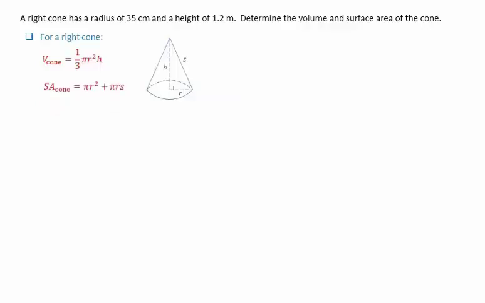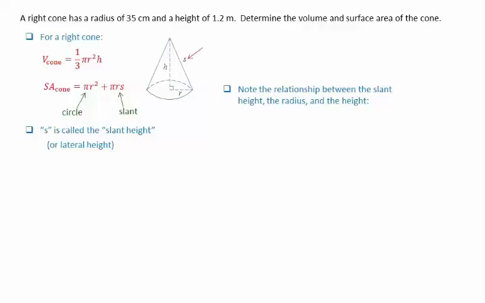The surface area of a cone is equal to pi times the radius squared plus pi times the radius times s. The pi r squared portion corresponds to the circular base. The pi r s portion corresponds to the slanted portion of the cone. The s in this formula is referred to as the slant height, also sometimes called the lateral height.